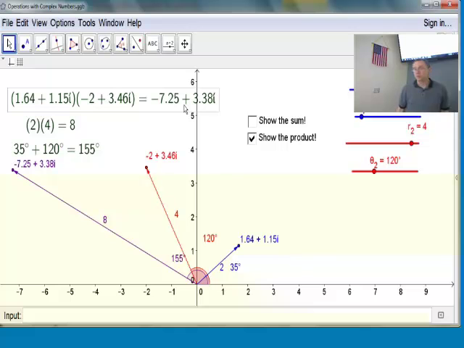Where do we put that number? Well, we graph it. Go 7.25 to the left, and then 3.38 up, and there it is. But how could we come up with that using the 2 and the 4, and using the 35 degrees and the 120 degrees?